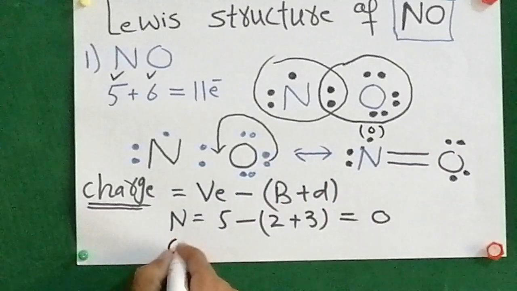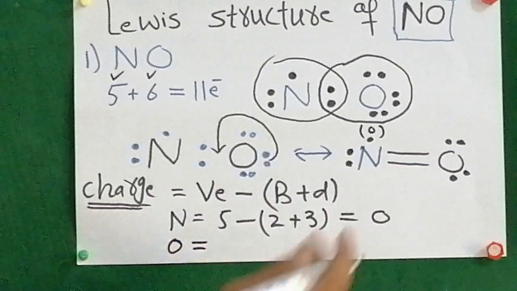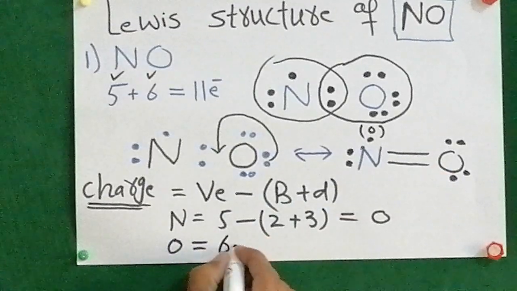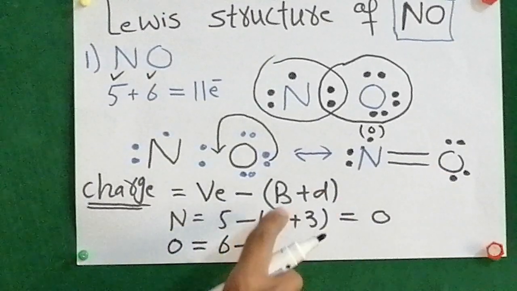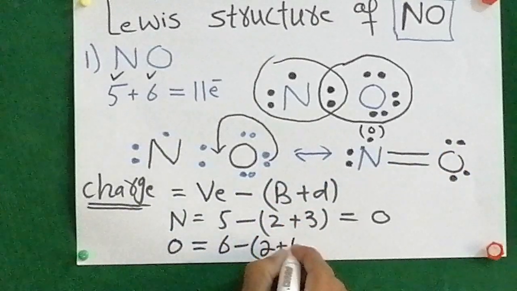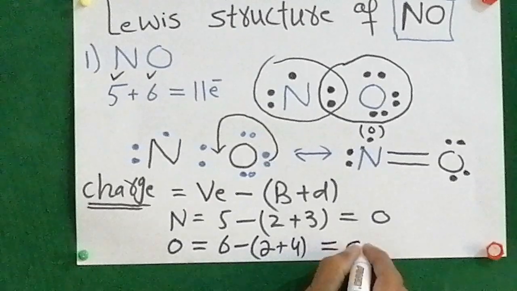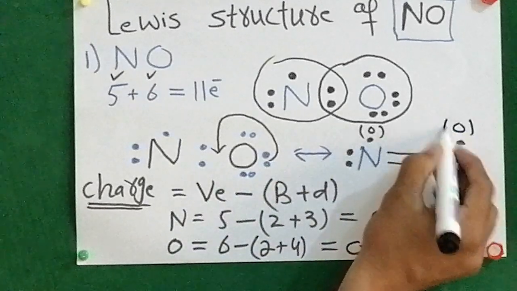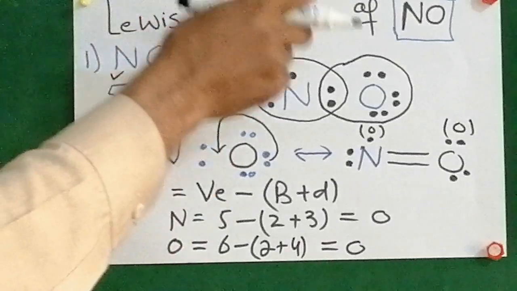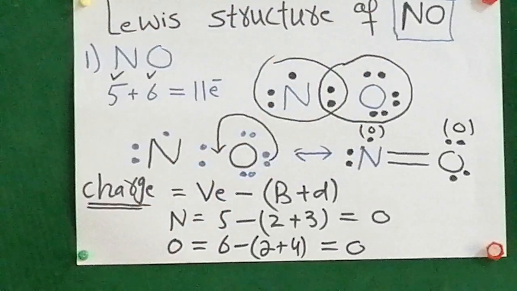Again for oxygen, we have 6 valence electrons minus number of bonds formed 2 plus dots 4. So students, the charge on oxygen is also going to be 0, and that proves that this Lewis structure for nitrogen oxide is true.